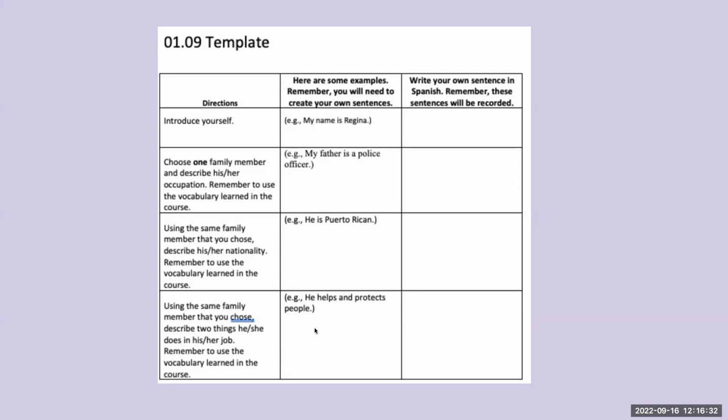You can do this in the chat or you can unmute. What are some things that a firefighter does? Our last sentence for this recording, you have to say what the father does. In this case, we're using the example that Mason gave us, that his father is a firefighter. So what are some things that a firefighter does?